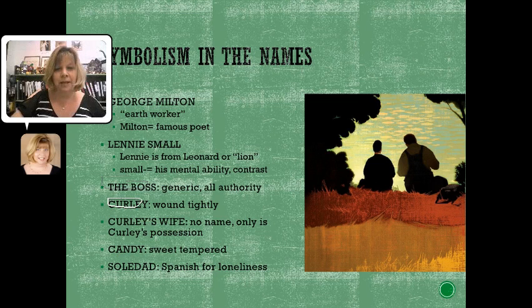Curly gets his name like a spring because he's wound up so tightly. He's described as having curly hair, but he's also got this temper and he's a boxer, and we know that he's about to spring out at somebody at some point. Curly's wife, we always mention, has no particular name because everyone on the ranch just sees her as that thing that belongs to Curly. And then Candy, because he's so sweet-tempered, he's this older man, but with the sweetness of his temperament.